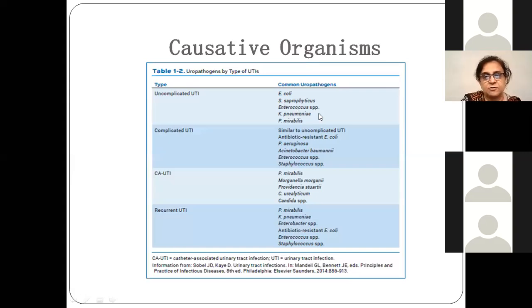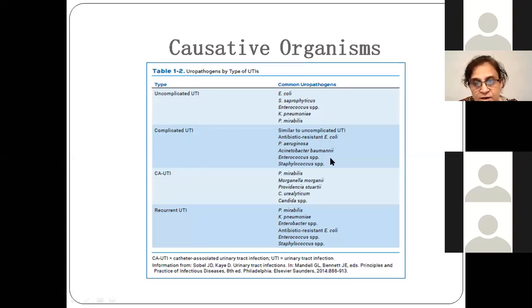Enterococcus, Klebsiella pneumoniae. These are all Enterobacteriaceae residing in the gut; they are part of the normal flora of the gut of the patient. So all these organisms can cause infection, but E. coli is the foremost. In case of complicated UTI, what happens is that most of these organisms become antibiotic resistant.